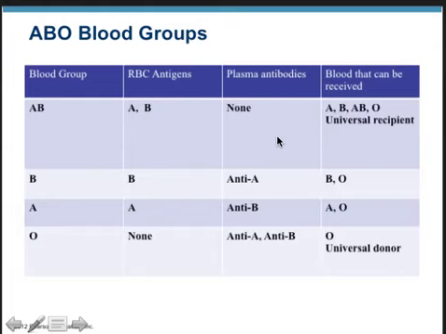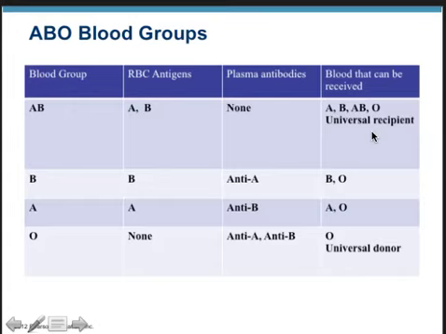The type B individual has the anti-A antibody. The type A individual has the anti-B antibody, and the type O individual has both the anti-A and the anti-B antibody. And so you're looking here in the last column at the different types of blood that can be donated to these individuals.